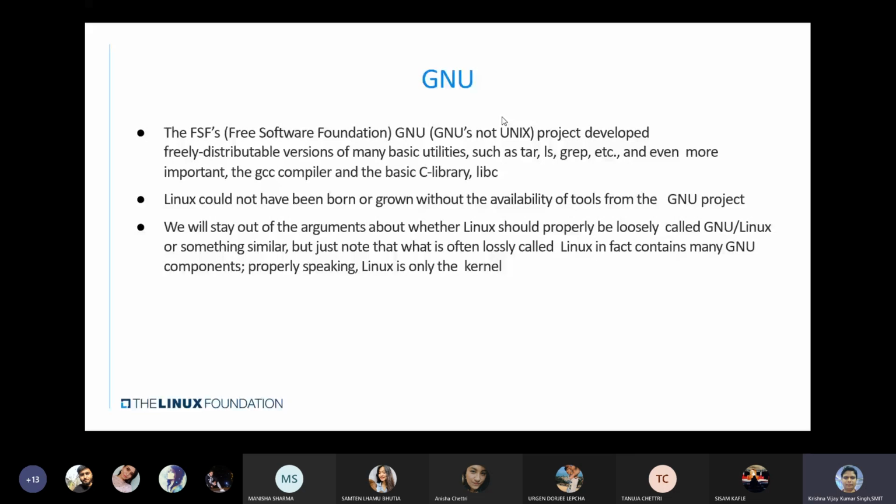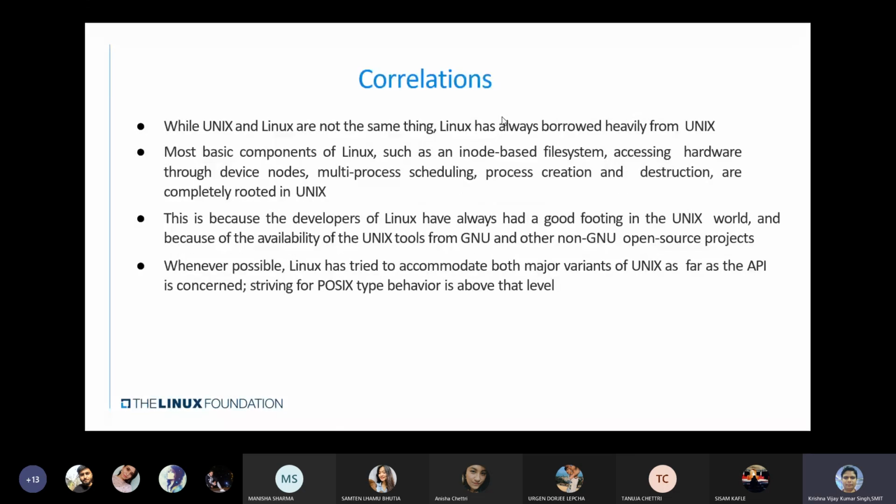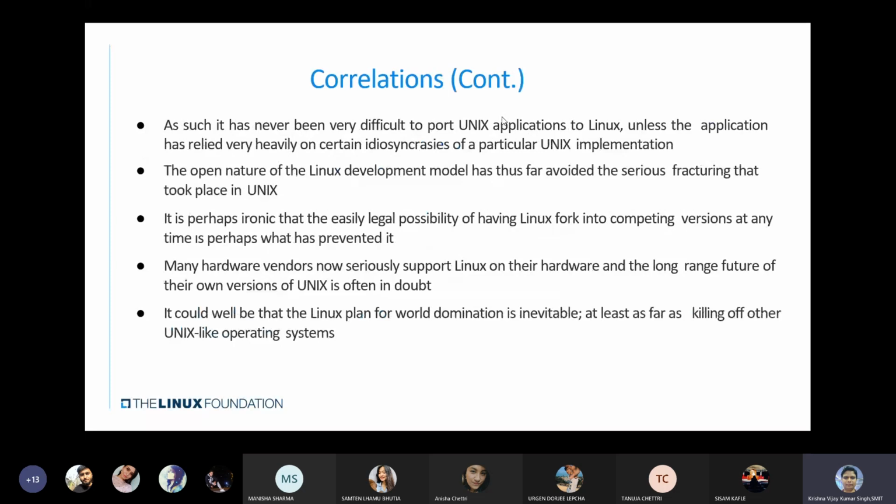Moving ahead, these are some other correlations between Unix and Linux. Just go through them; that is where I am going to stop. But I am giving you some time to ask questions. If you have any question, please ask. Anything coming to your mind about this course or this lecture, please be interactive.